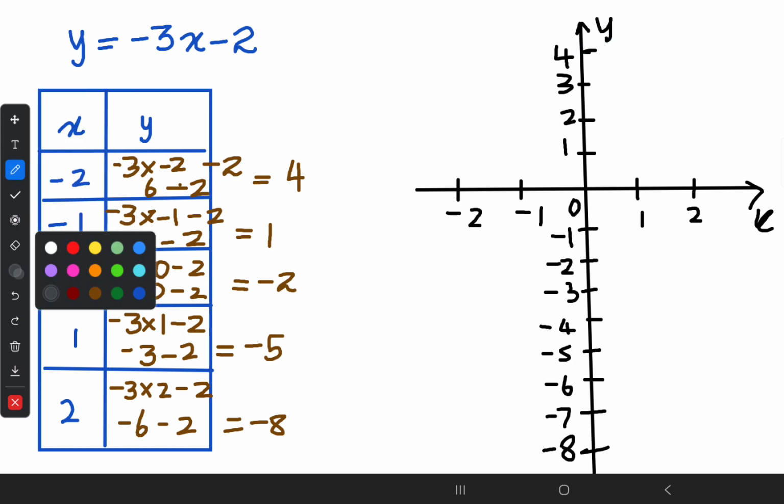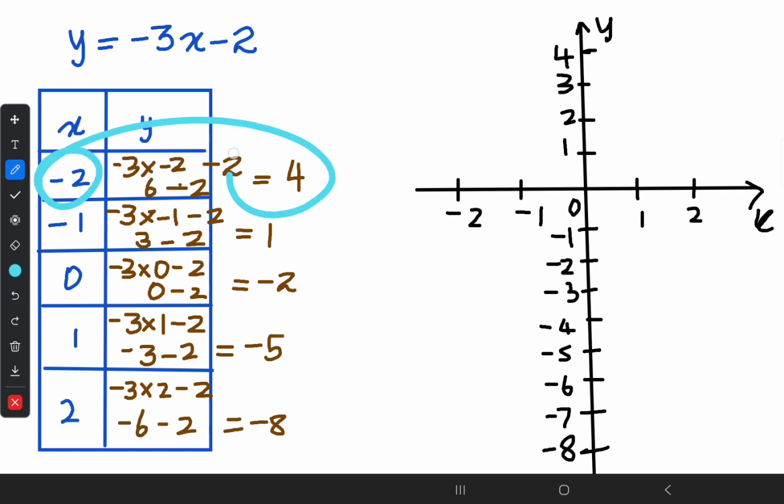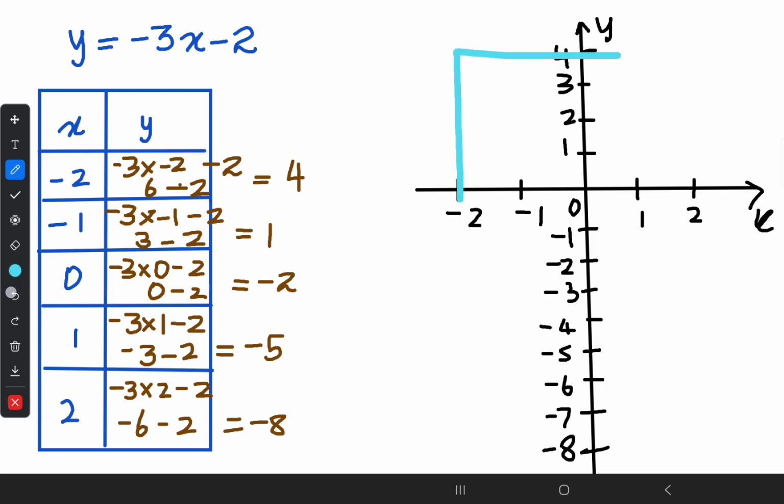Then let's mark our coordinates. X is negative 2, y is 4. The coordinate would be here. Thereafter, x is negative 1, y is 1. Here, x is 0, y is negative 2, on the axis itself. X is 1, y is negative 5. Here, x is 2, y is negative 8, the minimum.